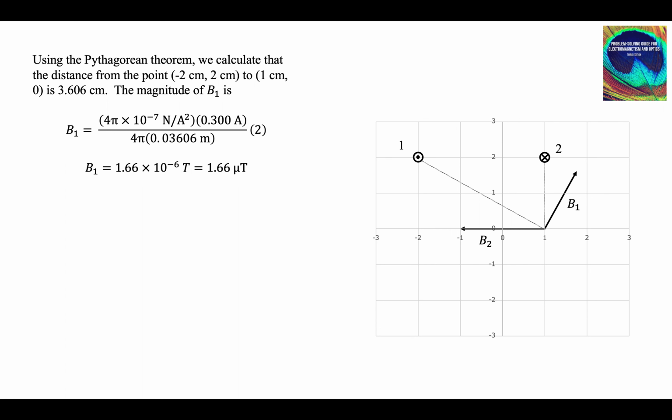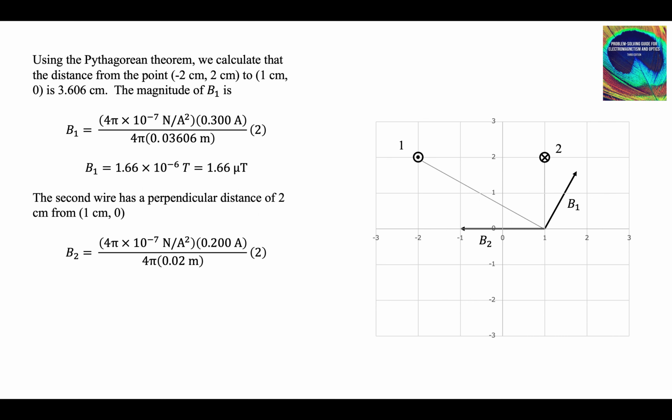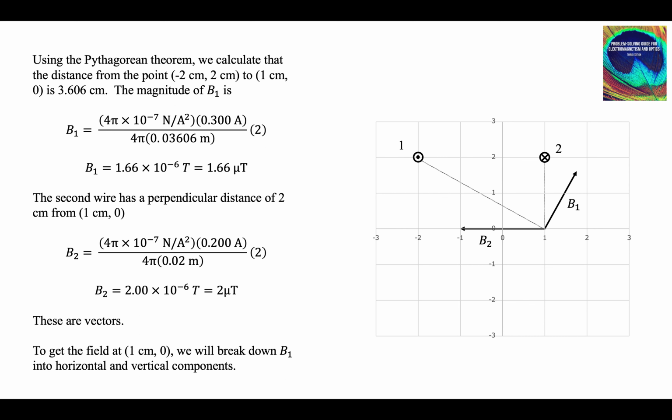Now we can address the field from wire 2. It's got a perpendicular distance of 2 centimeters. Converting that to meters, that's the current in wire 2, 0.2 amps, 200 milliamps. There's mu naught. This wire is also double infinite into the page and out of the page. Crunching the numbers there, I get 2 microtesla. These are vectors, of course. We have to add them like vectors.